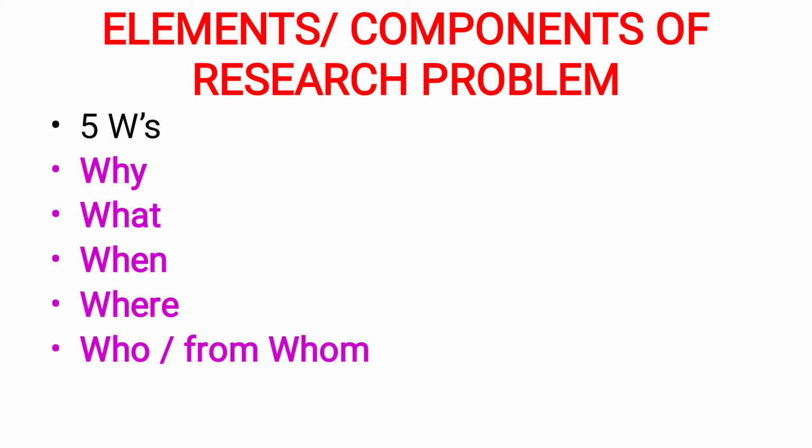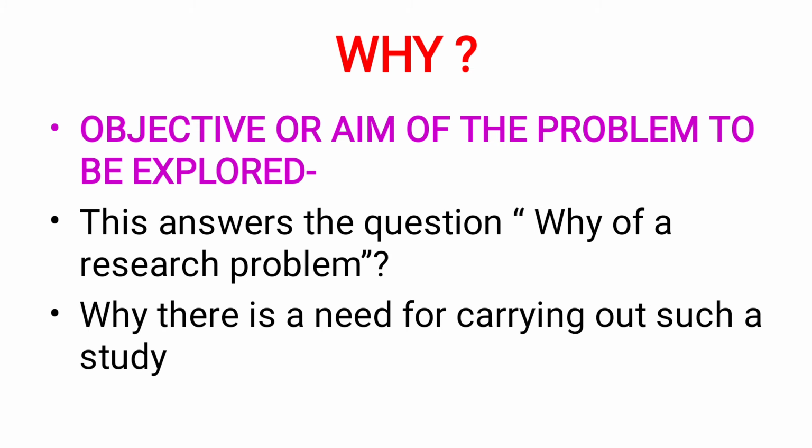Elements or components of research problem. So there are 5 W's. If you are answering these 5 W's, the components or elements of research problem, you will be getting the statement of the problem. So first is why, what, when, where, who, or from whom. So let's see one by one.